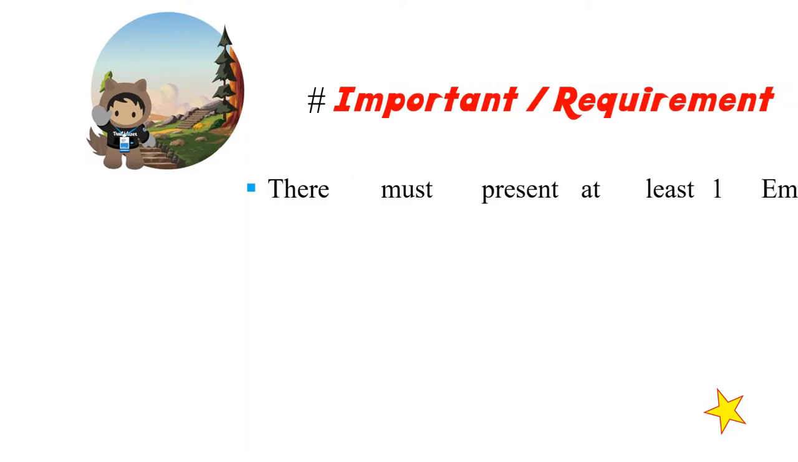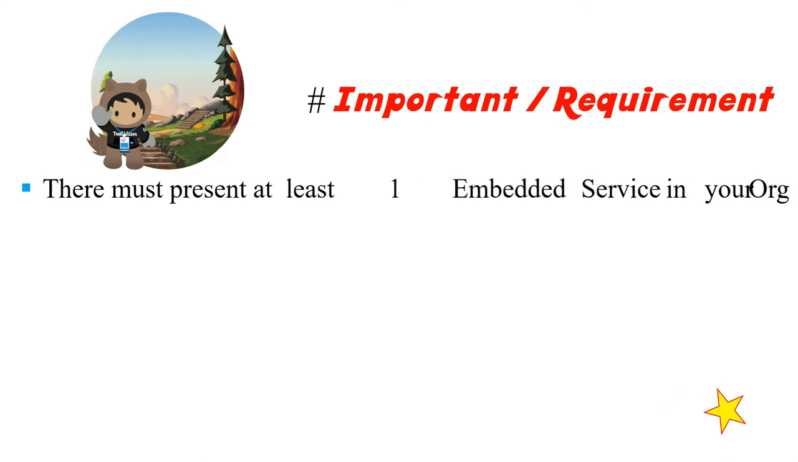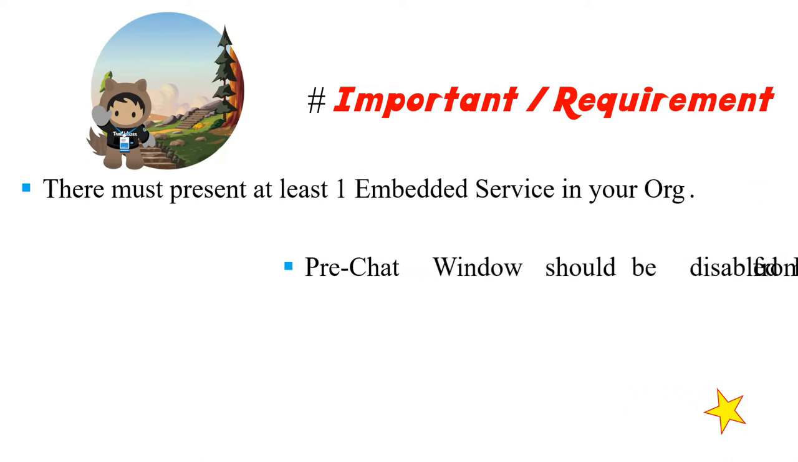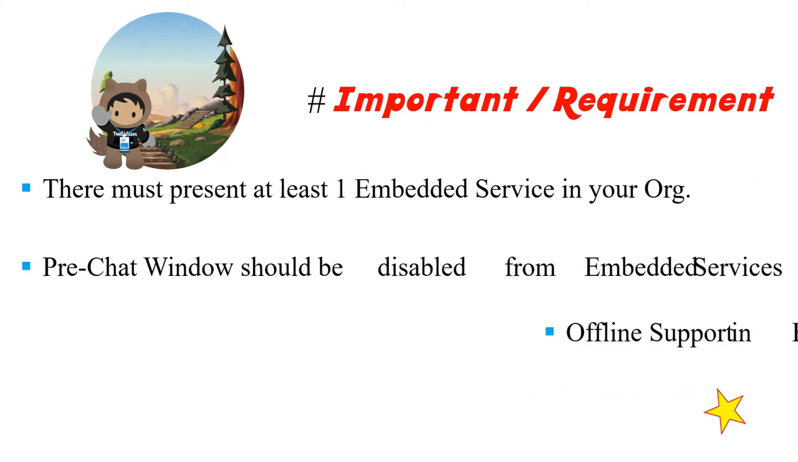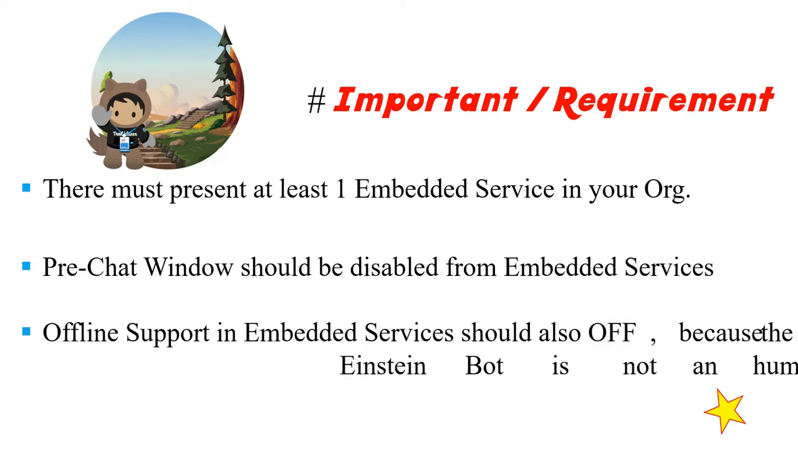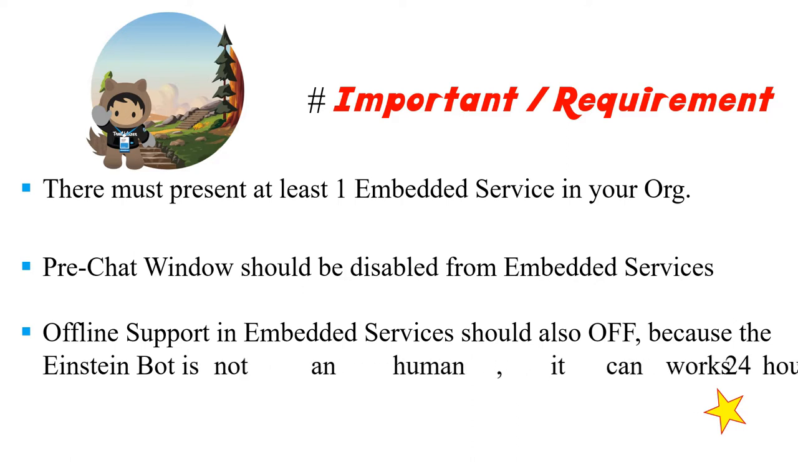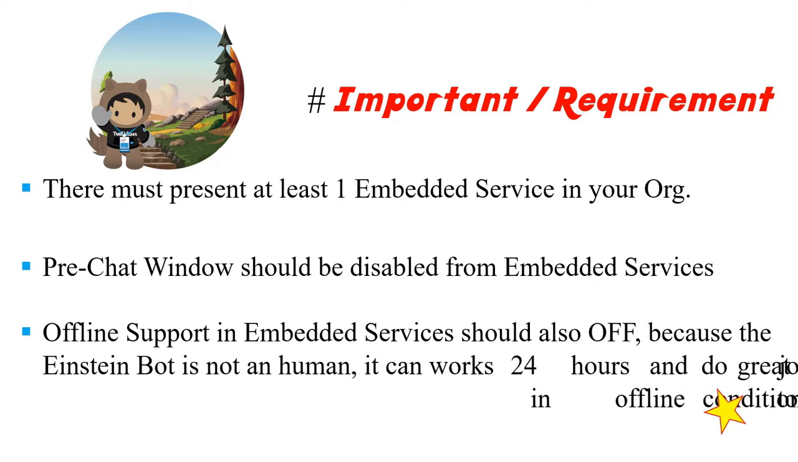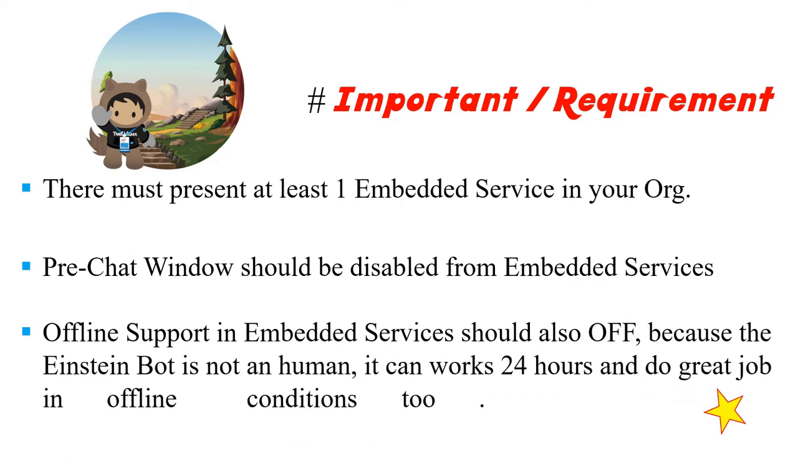Important requirement: there must be at least one embedded service in your org. The pre-chat window should be disabled in embedded services. Offline support in embedded services should also be off, because the Einstein bot is not a human. It can work 24 hours and do a great job in offline conditions too.